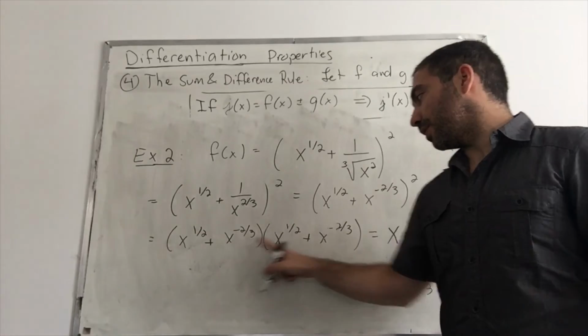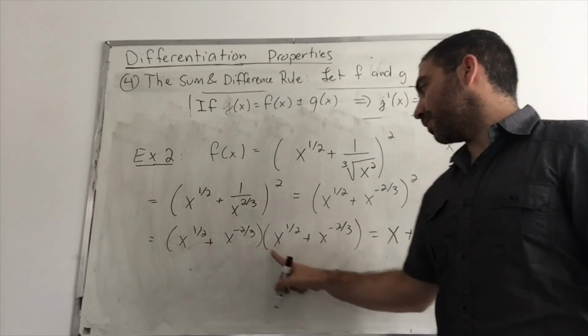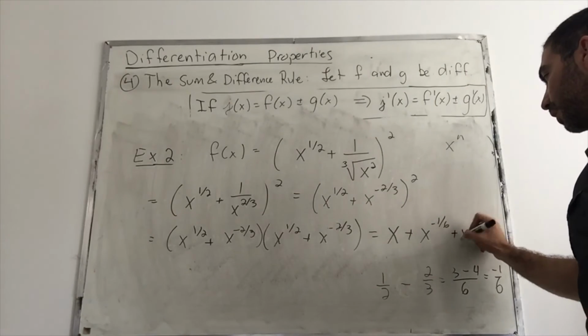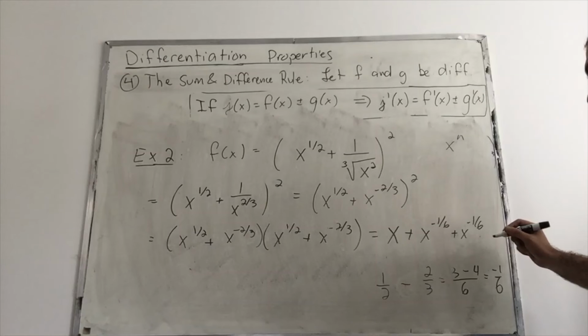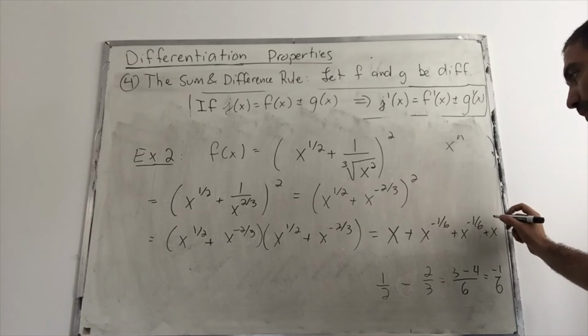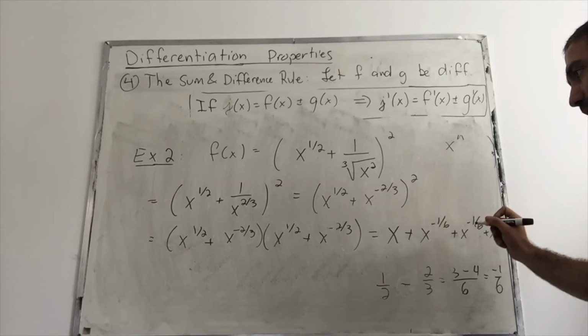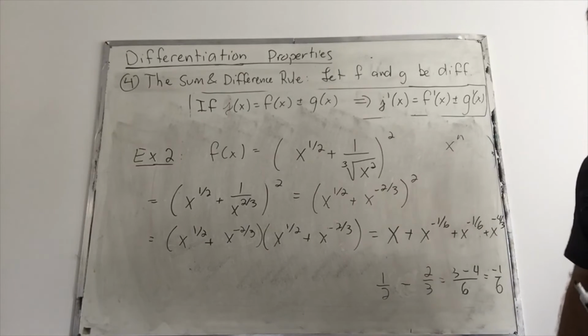Okay. Now this term times this, this times this is the same thing, plus x to the negative 1/6. And then the last term, negative 2/3 times x to the negative 2/3 gives us, you add them, so minus 4/3. No, minus 4, yeah, minus 4/3. Okay.